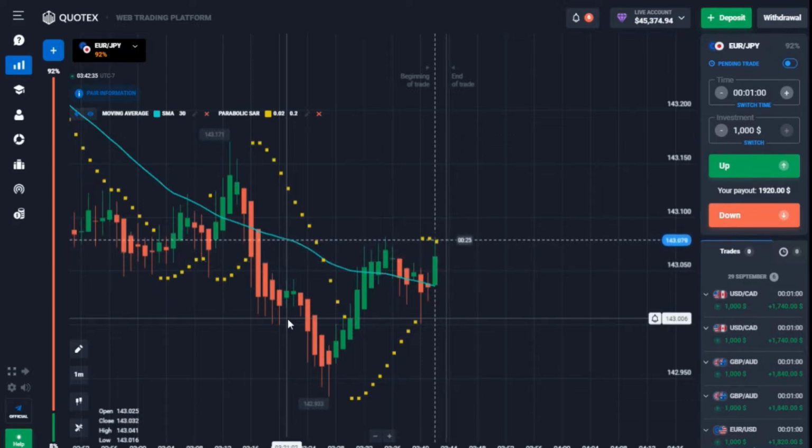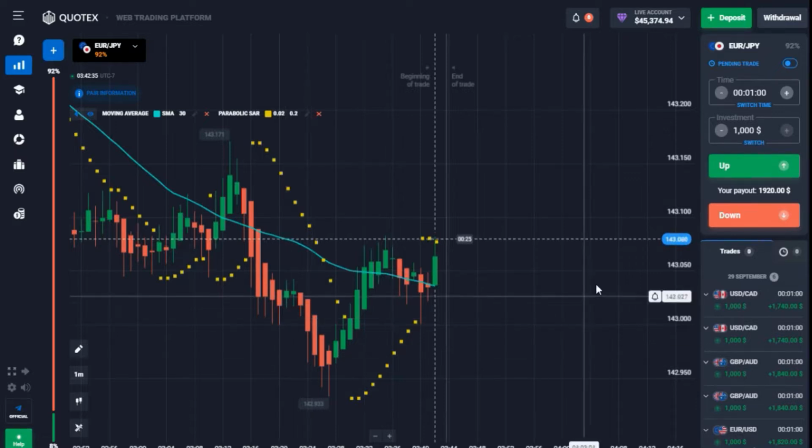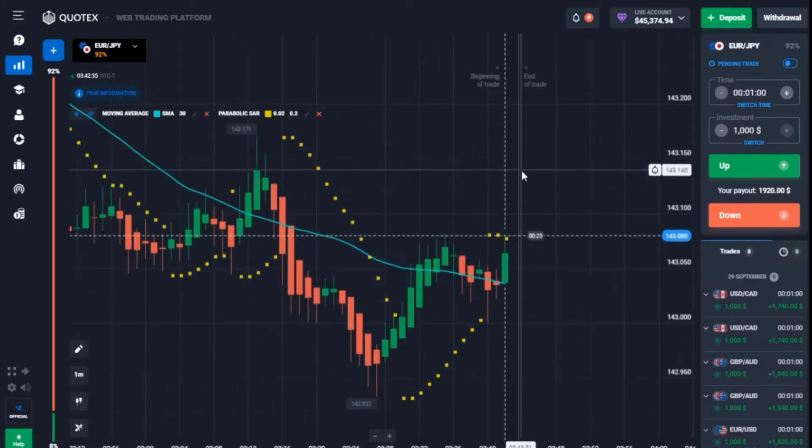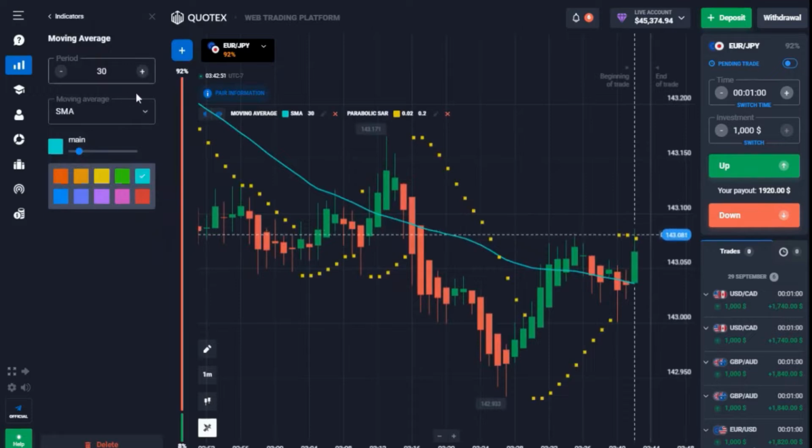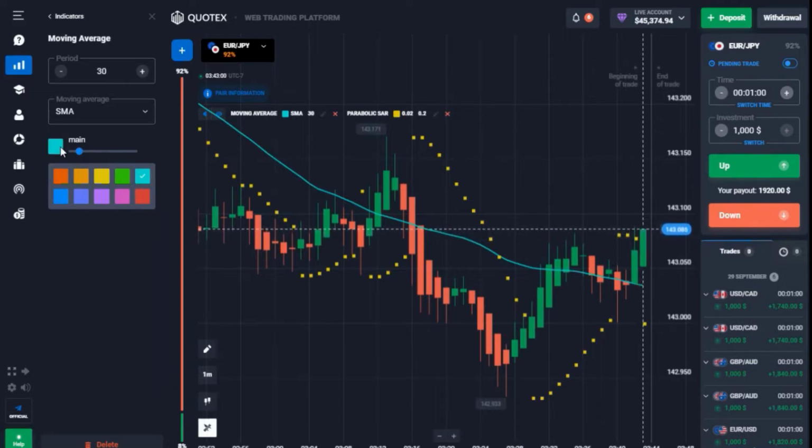So over here I'm using the last strategy that I used, and of course I'm going to show you the settings as well. We are using two indicators. The first indicator I'm using is called moving average, and this is the settings. On the period part I'm using 30, while on the moving average type I'm using SMA. I take the line a little bit, and I'm using it in blue color.